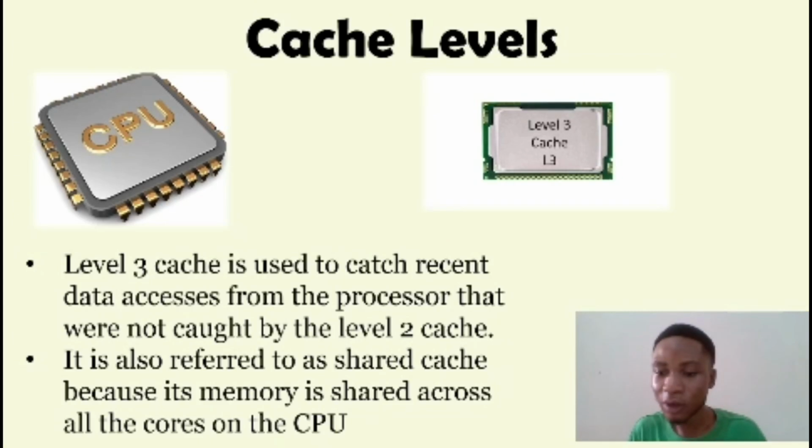In a nutshell, if the CPU can't find the data it needs in the level 1 cache, it then searches the level 2 cache for the data it needs. And if the CPU can't find the data in the level 2 cache, it searches the level 3 cache for the data. And if the data it needs is also not found in the level 3 cache, the CPU then goes back to the slower RAM to find the data it needs.